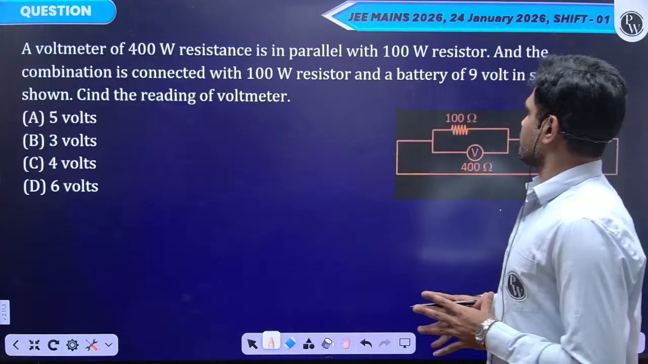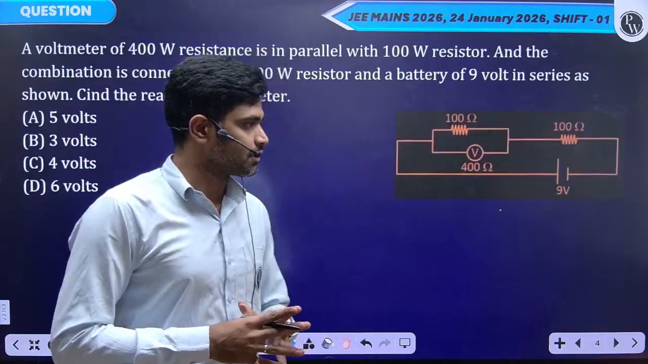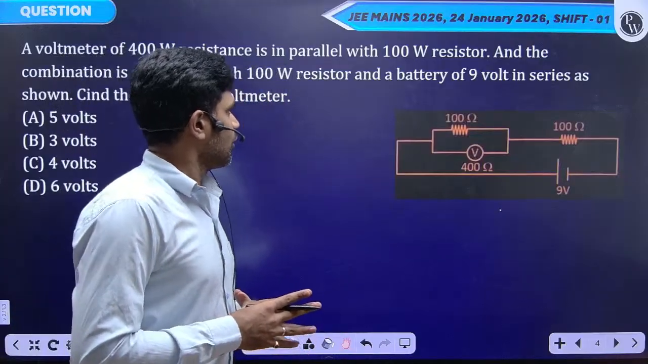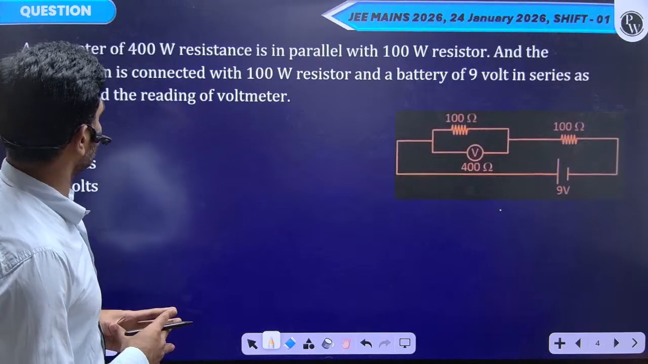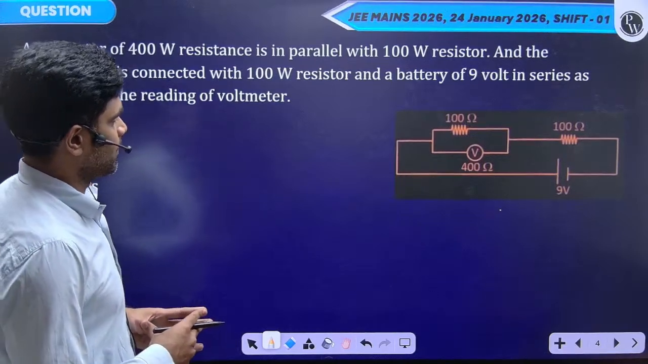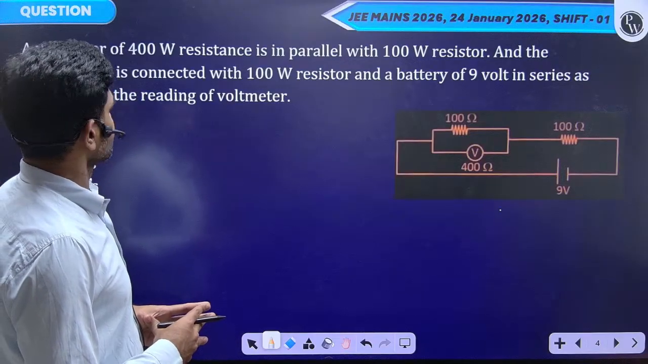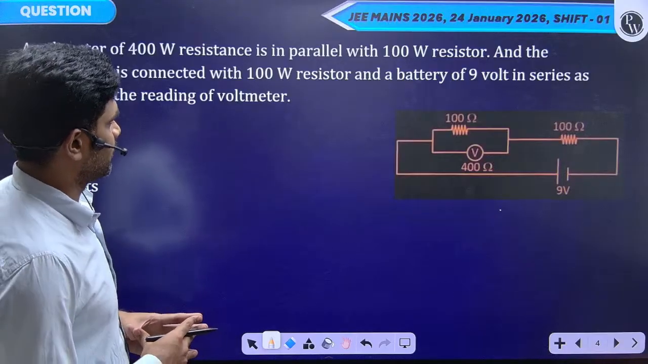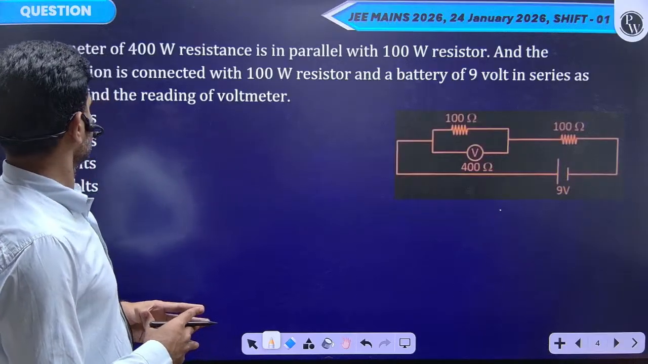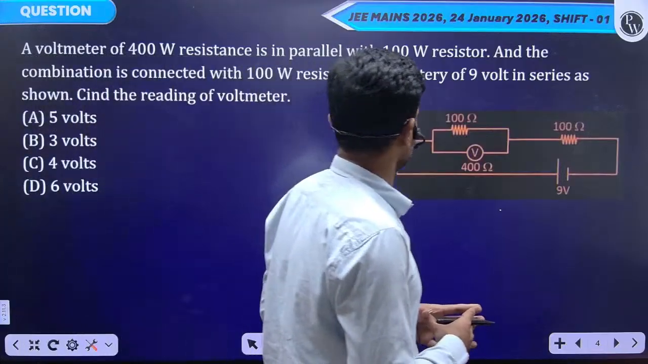First we have a question from current electricity, that is a voltmeter question. They're asking: a 400 ohm resistance is in parallel with a 100 ohm resistor, and the combination is connected with a 100 ohm resistor. A battery of 9 volt is in series. Find the reading of the voltmeter.